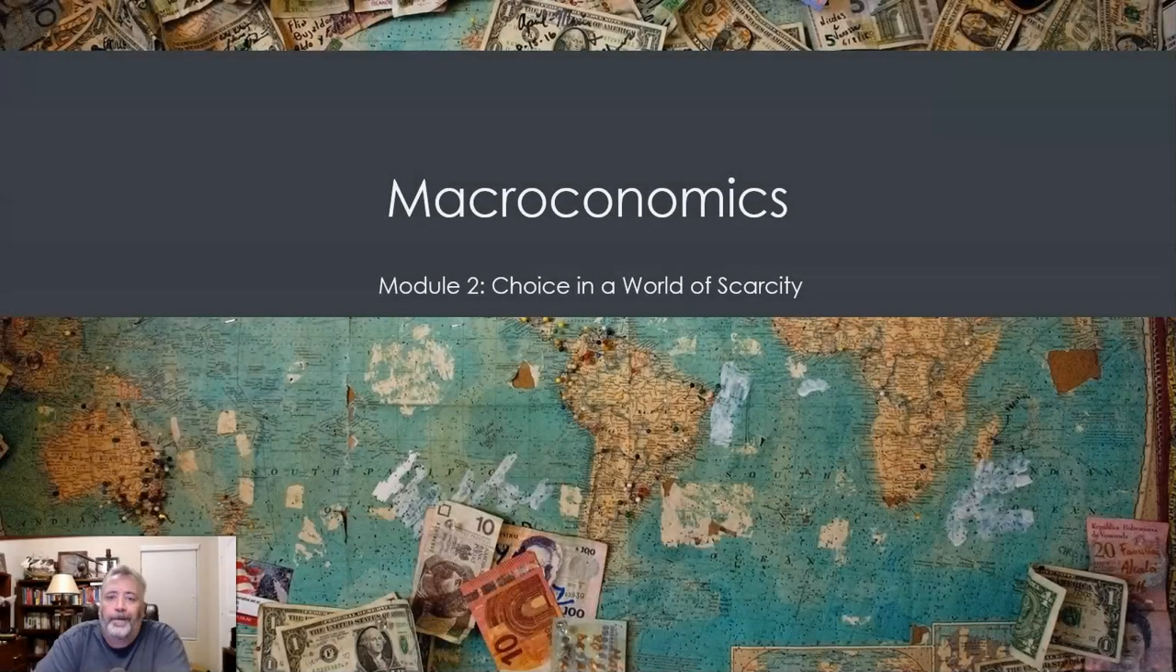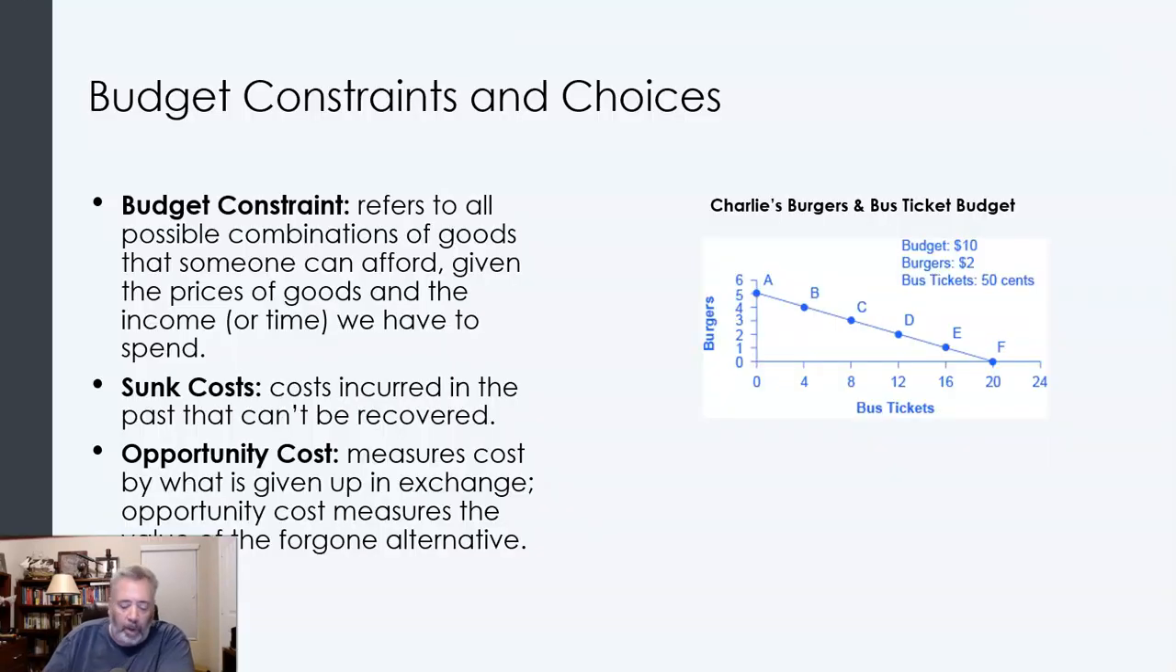All right, folks, starting chapter 2 today. So we'll dive right in. Module 2, I guess they want to call them, Choice in a World of Scarcity. Okay, so there's a couple of different ways we can look at this idea that we don't have enough for everybody to get everything they want.